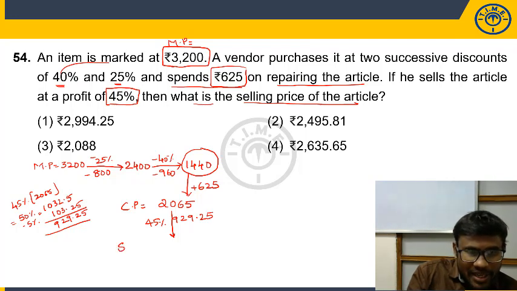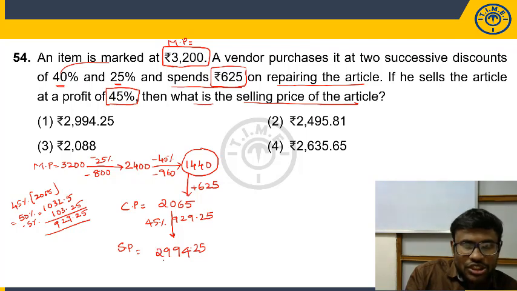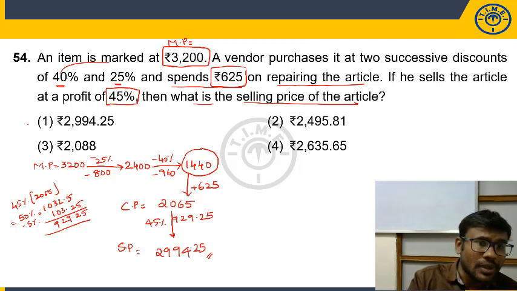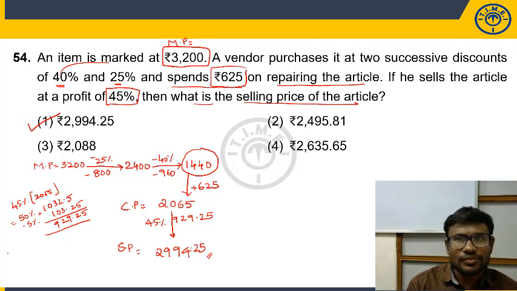So what could be the selling price? Your selling price has 0.25, definitely it will be there. 9 plus 5, 14, and 9 and 9 and 2. So it is 2994.25. Which option is your answer? Option number 1. Hope this is clear. Yes. We'll get into the next question.